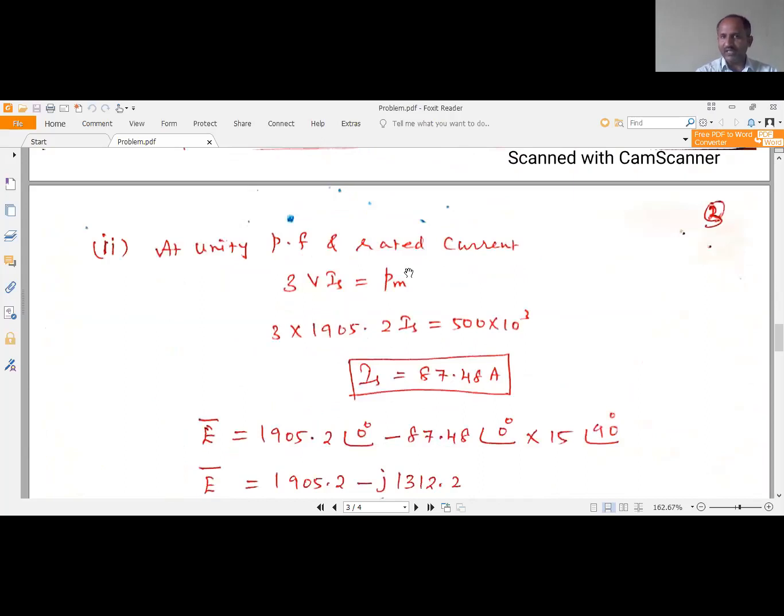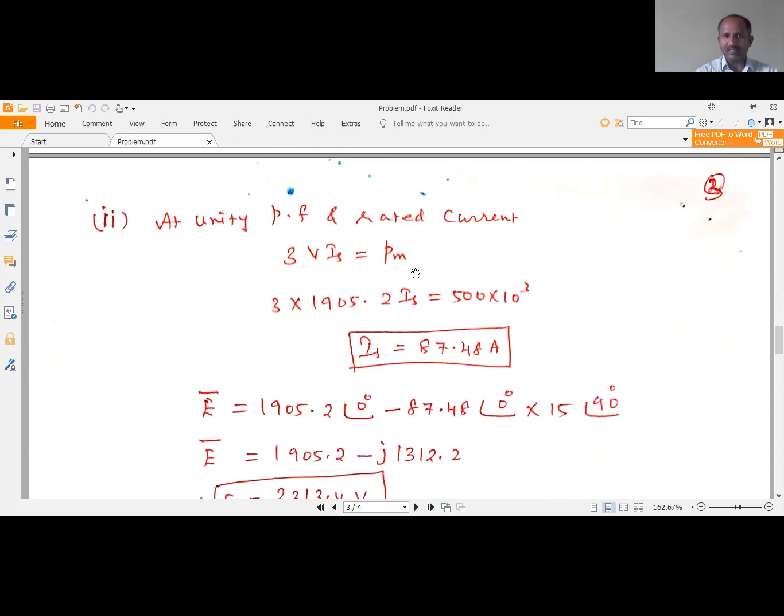that is at unity power factor and rated current, you find the value of field current. Under this condition, the value of PM is 3 into VIS. We obtained the value of VS as 3.3 into 10 power 3 divided by root 3, which is 1905.2, into IS. So PM, neglecting the losses, is 500 into 10 power 3.